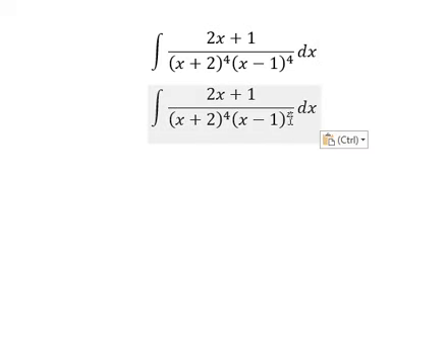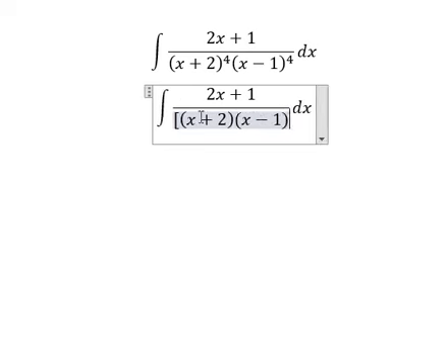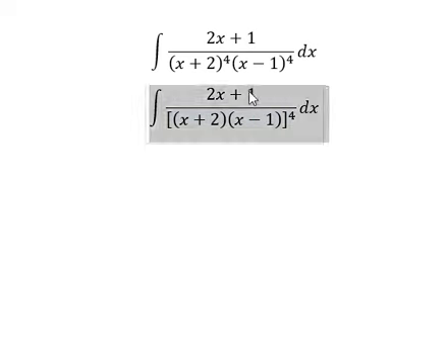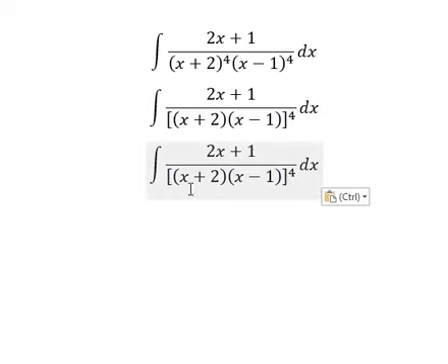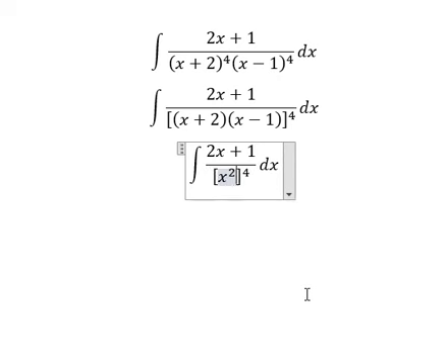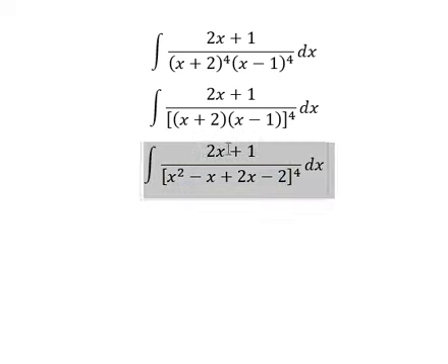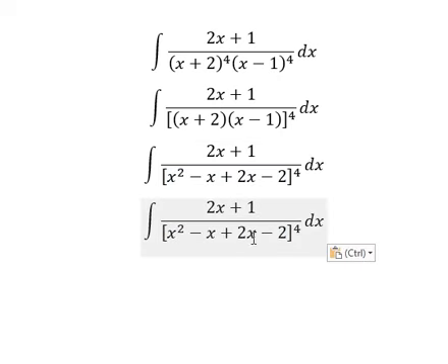So because they have the same power number 4, we can put it like this. Next, s plus number 2 multiplied by s minus number 1. So if we expand, we have it like this. Now, 2s minus s, we have positive s.